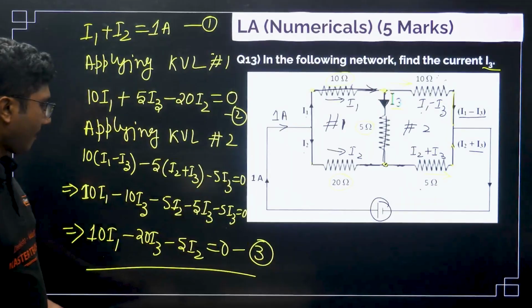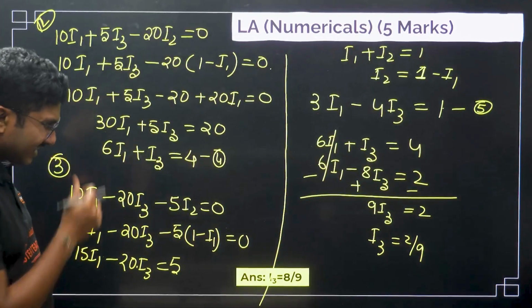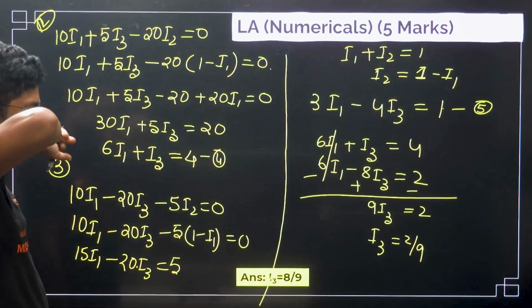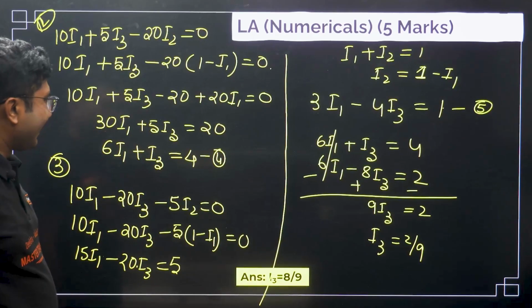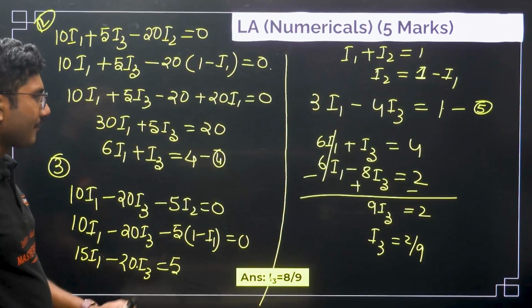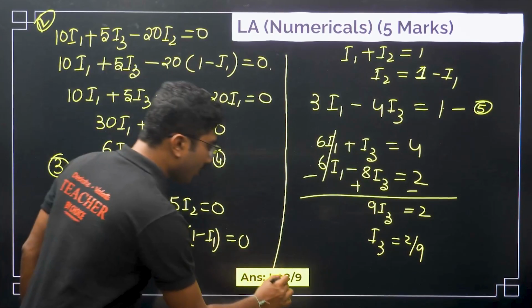Okay, I think some mistake happened over here. It is 2 by 9, not 8 by 9. In case I make some mistake, please let me know. It's perfect. It will be 2 by 9, not 8 by 9.